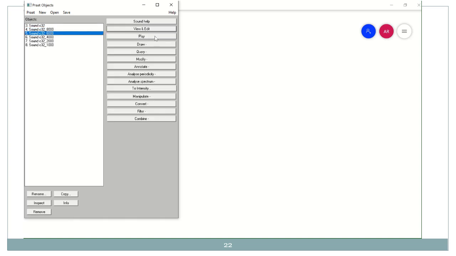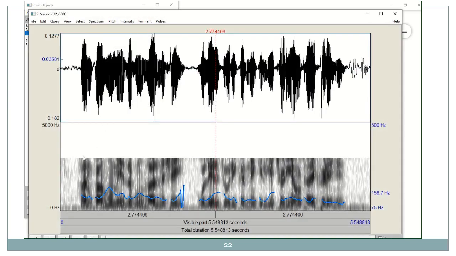Okay, let's go to the 6,000, and now we should have a cutoff at 3,000. All right, let's see if we do. Yep, we have a cutoff at 3,000.